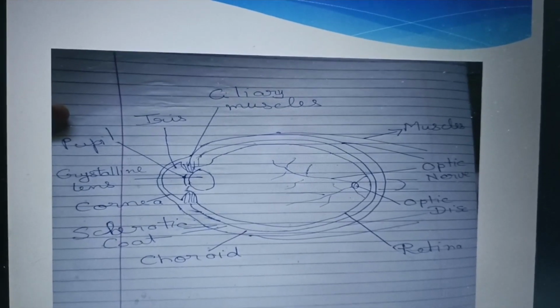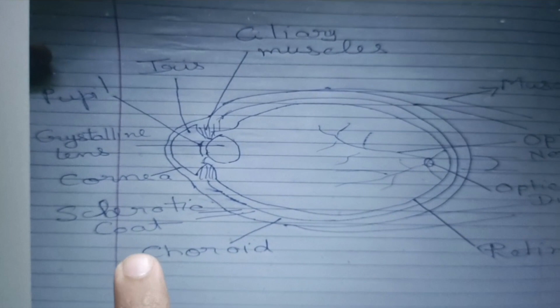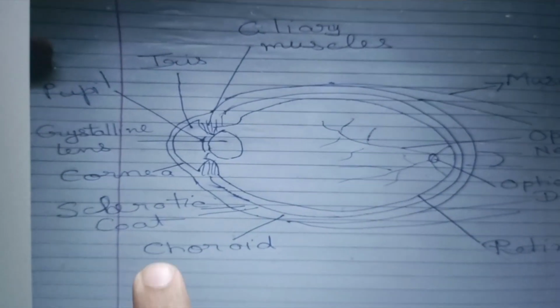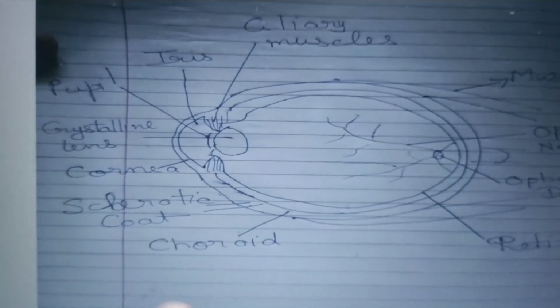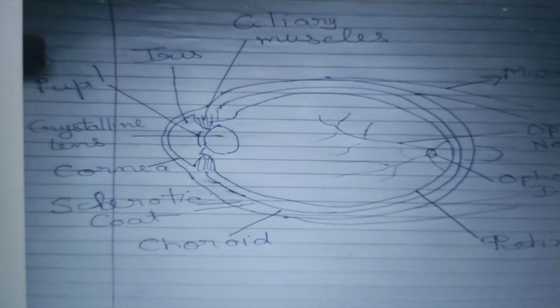The first one which you need to write in your exam is the sclerotic coat. You can write that it is a dense tissue which is visible to the outer portion. In short, the white portion that you see in the eyes from the external is your sclerotic coat.